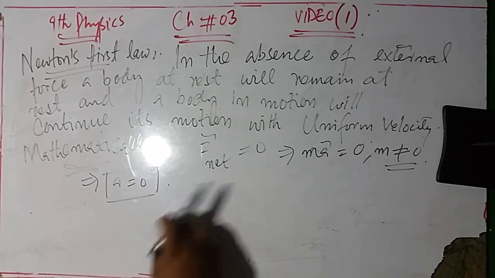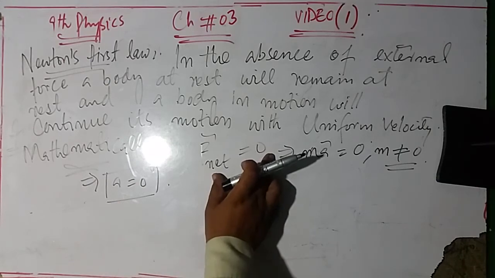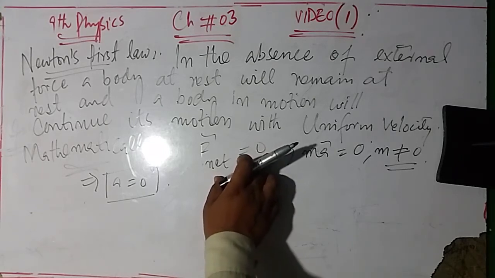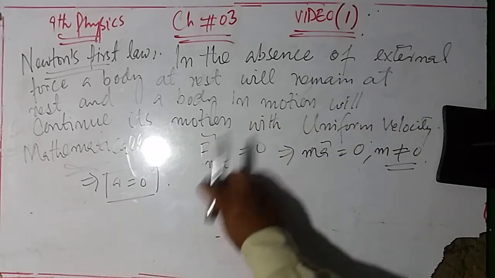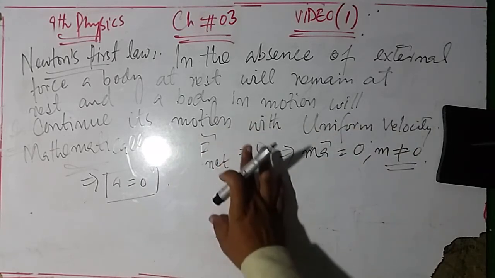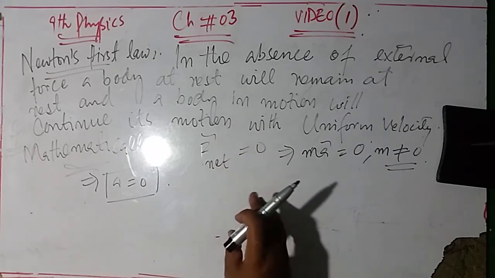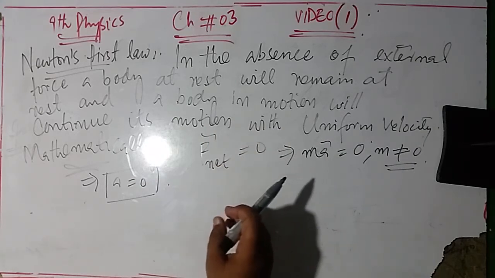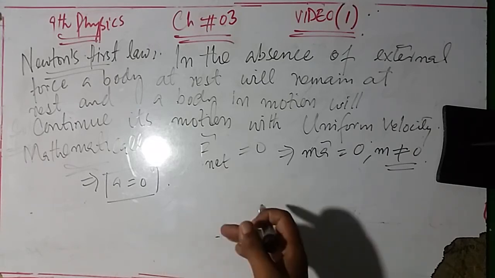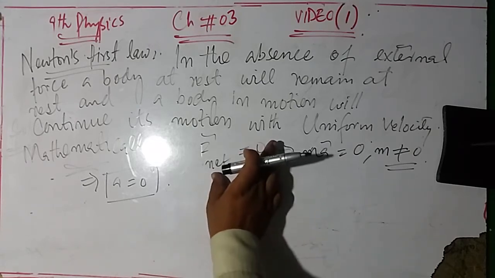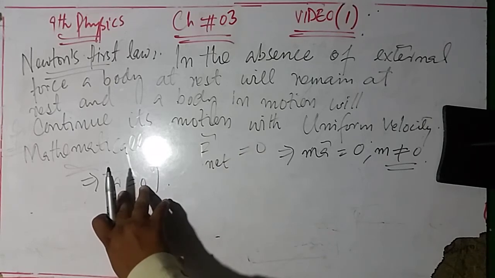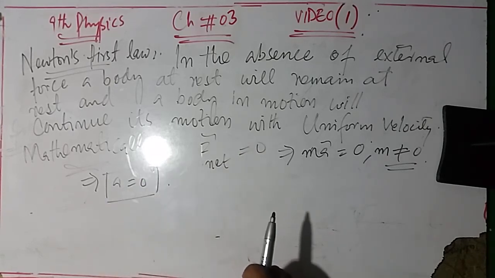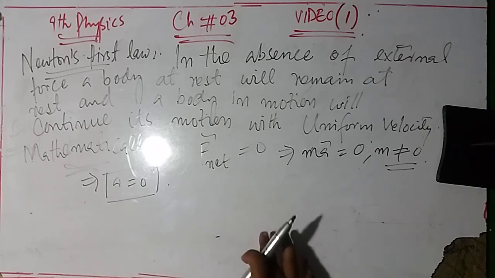What it states is that in the absence of external net force, a body at rest will remain at rest, and a body in motion will continue its motion with uniform velocity. There will be no acceleration. Newton's first law states that rest, or zero velocity, and a state with constant velocity are equivalent. In both situations, if the external force acting on that object is zero, the acceleration will be 0. It does not require a net force to sustain it.